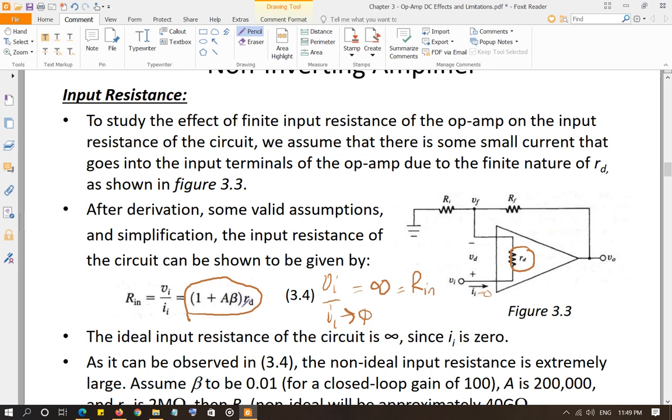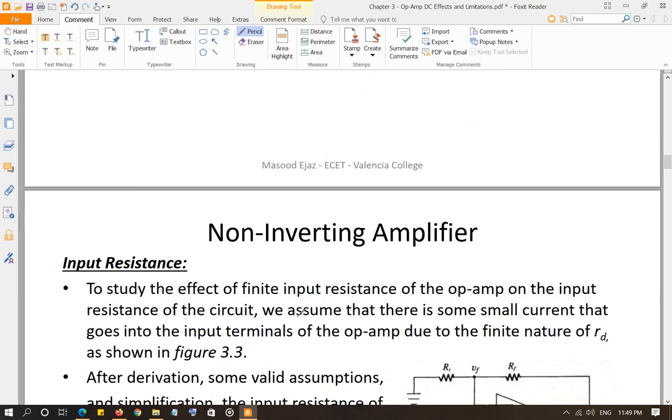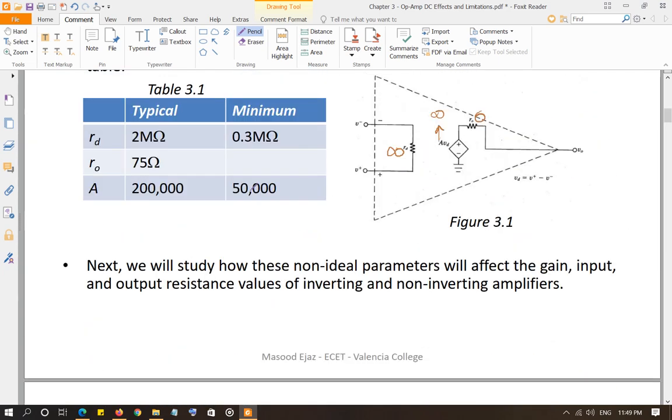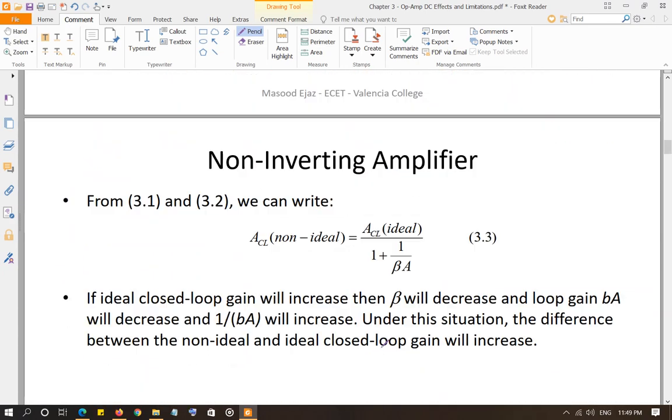Again, beta is the feedback factor, which for this amplifier, remember, was Ri over Ri plus Rf. And A is the open loop gain, which you can assume 200,000, you can assume 100,000, whatever you want. And Rd is the input differential resistance. And remember, the typical value for the 741 is about 2 mega ohm, and the minimum is about 0.3 mega ohm.